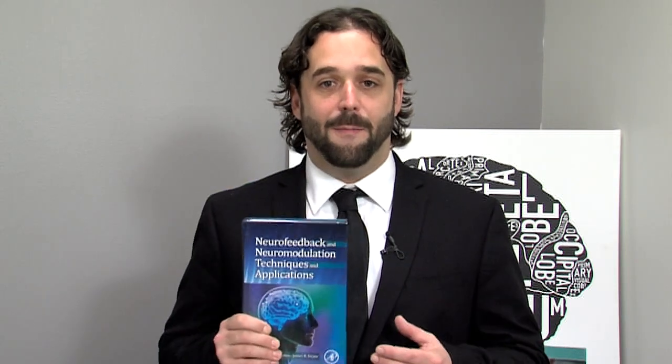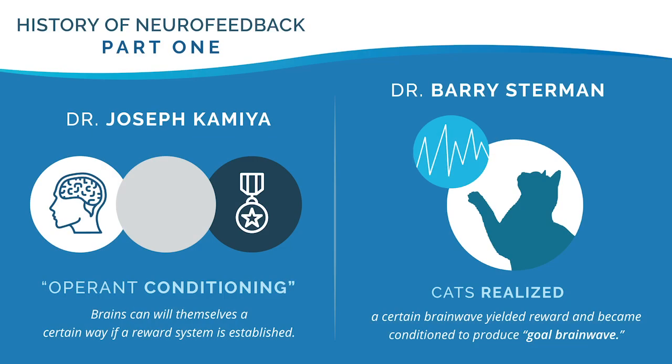Clearly, our goal is to understand the science of neurofeedback, but before we can talk science, we first need to make sure we've studied our history. In the early 1960s, Dr. Joseph Kamaya became the first researcher to prove that human beings could will their brains to behave a certain way if a simple reward system was established. By being rewarded for making particular adjustments, the likelihood of those specific adjustments to occur grows greater. This is called operant conditioning.